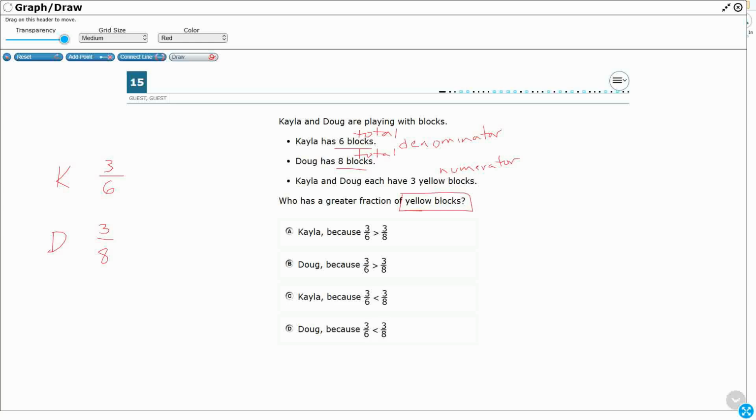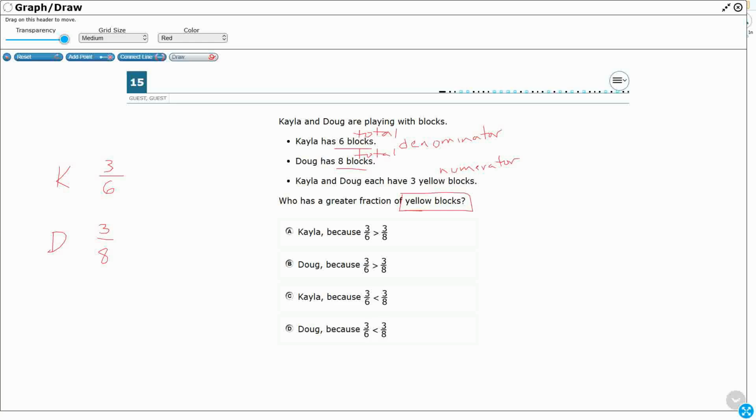Well, we can compare these two fractions because they have the same numerator. If they had the same denominator, we could also compare them. So 3/6 and 3/8. Let's look what happens if our fraction numerators stay the same and our fraction denominators get bigger and bigger and bigger.